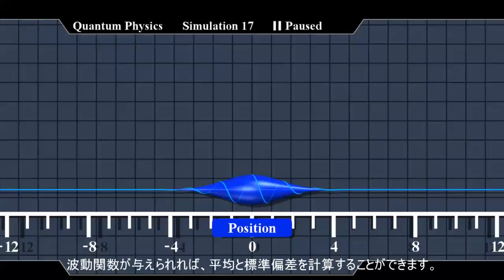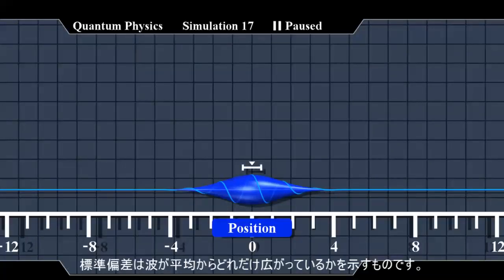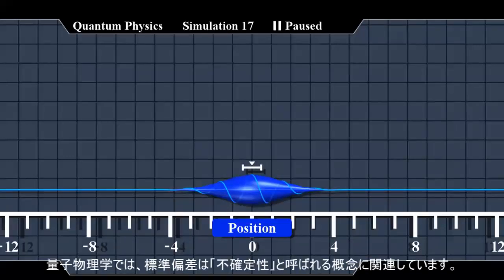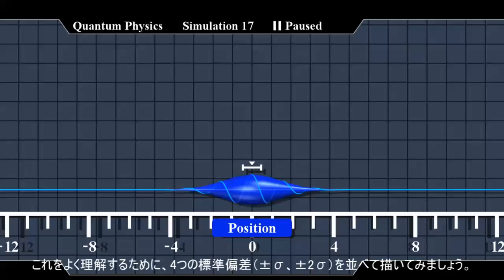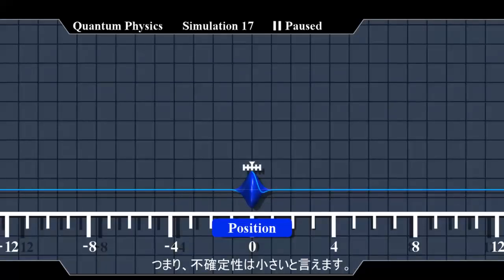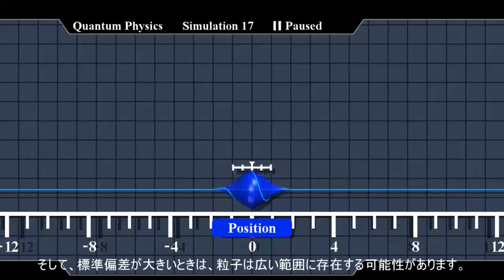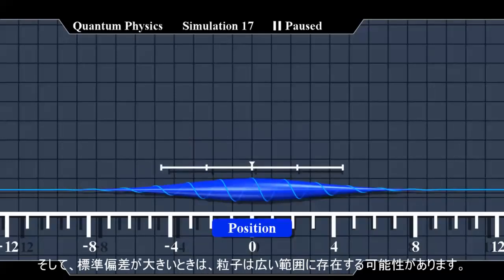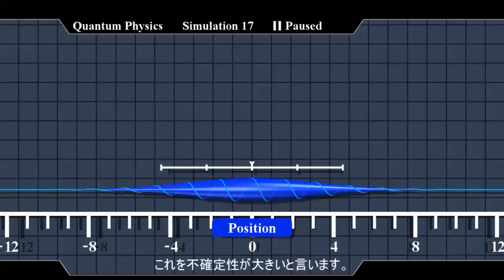Given a wave function, we can calculate mean and standard deviation. The standard deviation measures how far the wave is spread out from the mean. In quantum physics, standard deviation is related to a concept called uncertainty. To see it better, let's draw 4 standard deviations side by side. When the standard deviation is low, we have pretty good knowledge where the particle is. So we say uncertainty is low. And when the standard deviation is high, the particle can be anywhere within a wide range. So we say uncertainty is high.